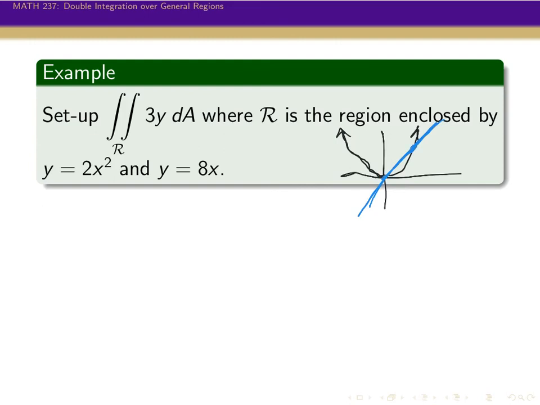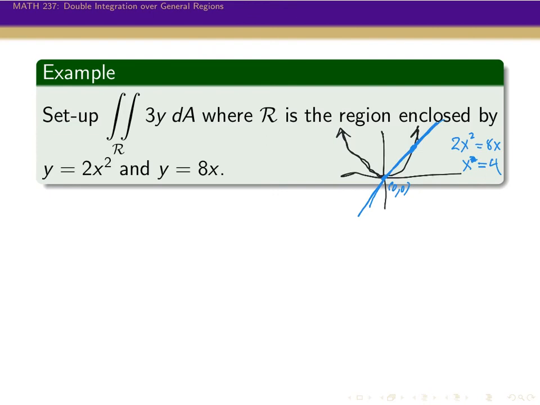Okay, we can see these two intersect twice. One intersection is at the origin, 0, 0. If you plug 0 in for x, you get y equal to 0 for both of them. For the other intersection, set 2x squared equal to 8x. Divide by 2, and also we're looking for the one that's not 0, so we can also divide by x, and we're left with x is equal to 4.